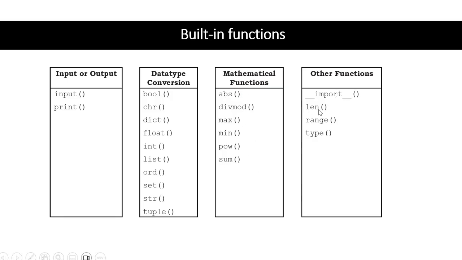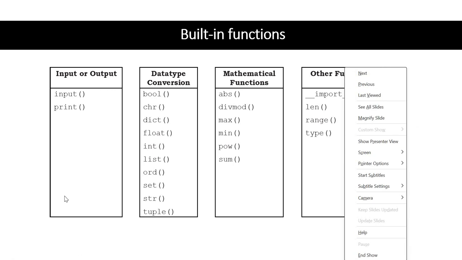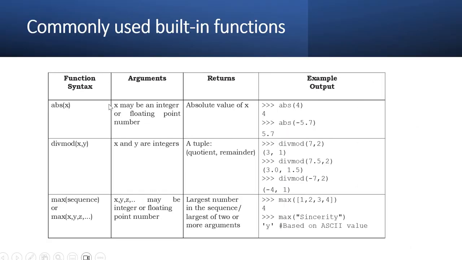Some other functions are also there, like len, range and type. I think we used them in yesterday's session also. These are built-in functions. Let me start with some examples, like abs of x. This is the function syntax, abs and then x you are writing. x should be an integer or a floating point number.